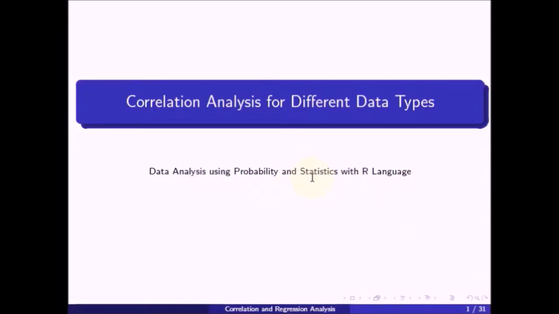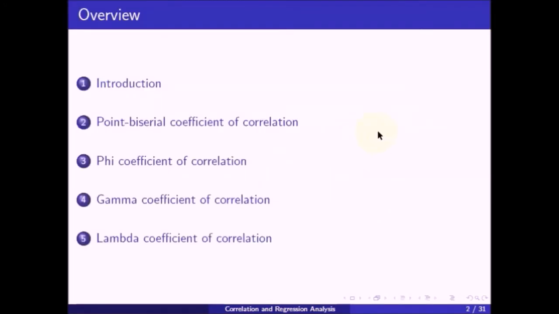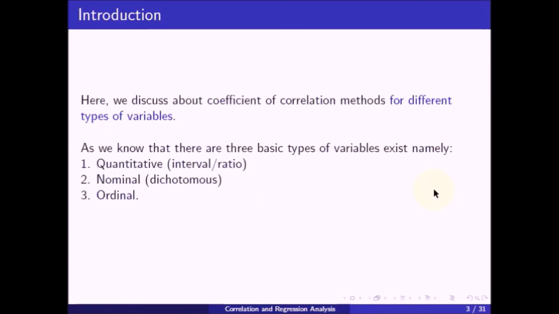Welcome back friends. Here we will discuss correlation analysis for different data types. In this overview introduction, we will talk about the point biserial coefficient of correlation, phi coefficient of correlation, gamma coefficient of correlation, and lambda coefficient of correlation. Here we discuss coefficient of correlation methods for different types of variables.